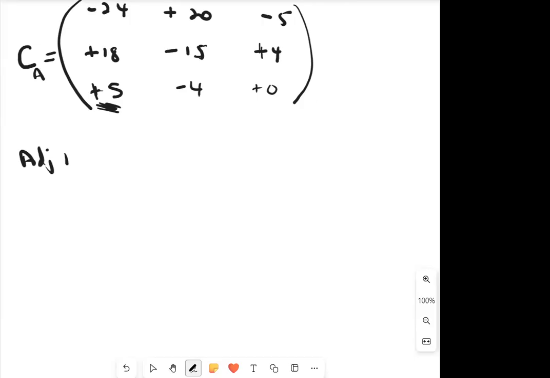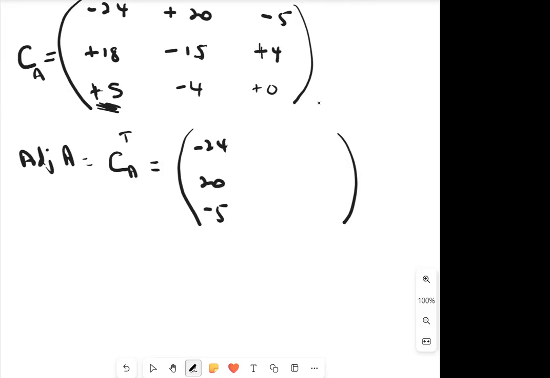Adjoint of A is equal to the transpose of this matrix. So you're going to take the row and make it into a column. So you get minus 24. The 20 is going to come here. The minus 5 is going to come here, right? So that minus 5. The row becomes the column. The second row becomes the second column: 18, minus 15, 4. The third row is going to become the third column: 5, minus 4, 0. So that's your answer.